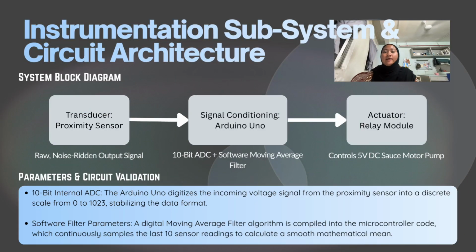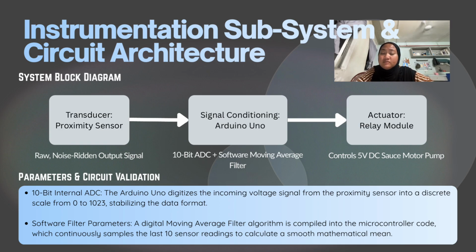Next, let's look at how the circuit actually works using our system block diagram. The system is broken down into three main parts. First, we have the transducer, then the signal conditioning, which is the Arduino Uno, and lastly a relay module. For the transducer, which is a proximity sensor, the job is to detect if a cup or container is placed under the dispenser. However, the raw signal coming straight out of the sensor is usually quite noisy and unstable.